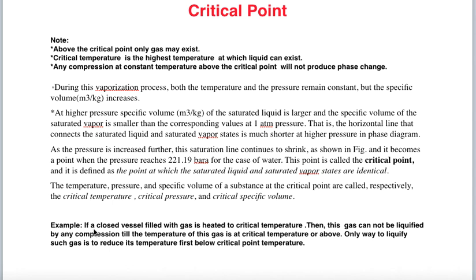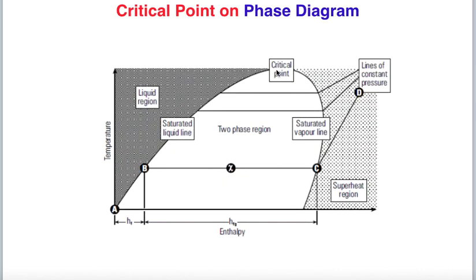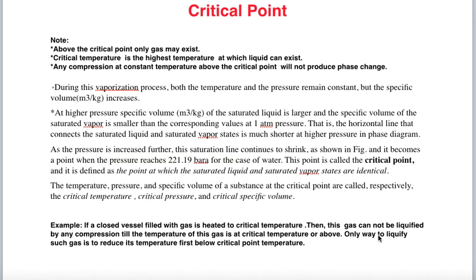So let's say, for example, if a closed vessel filled with a gas is heated to critical temperature, then this gas cannot be liquefied by any compression as long as the temperature of this gas is at critical temperature or above. Meaning if the gas temperature in the vessel is at critical temperature or above, then if we compress it by any amount, it cannot be liquefied. It cannot be brought down to this region or this region. So the only way to liquefy such a gas is to reduce its temperature first below the critical point temperature. So this is the specialty of the critical point.